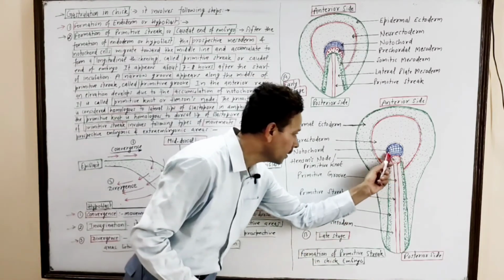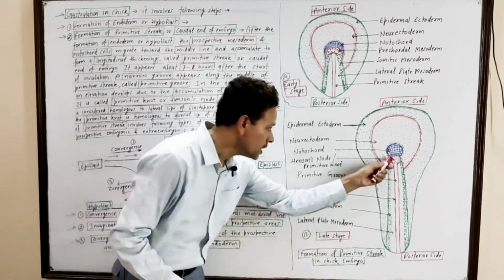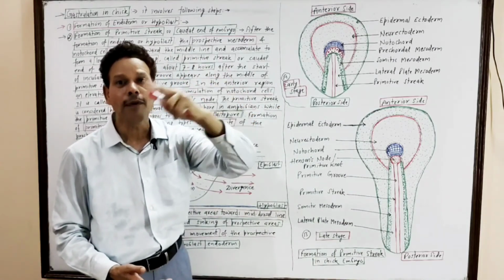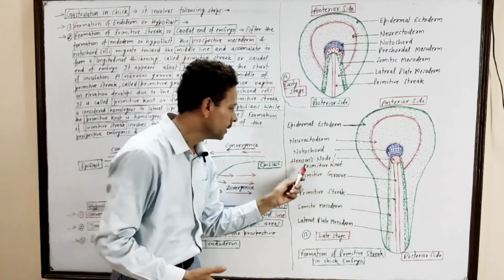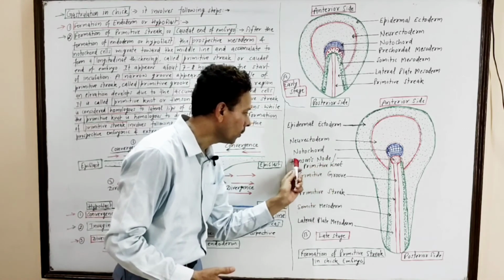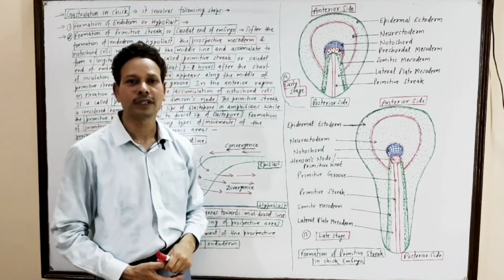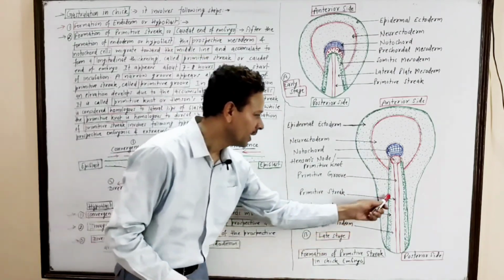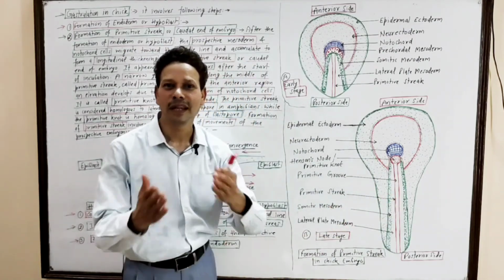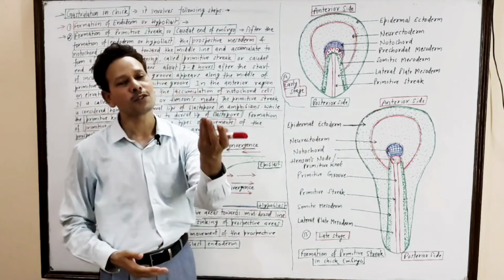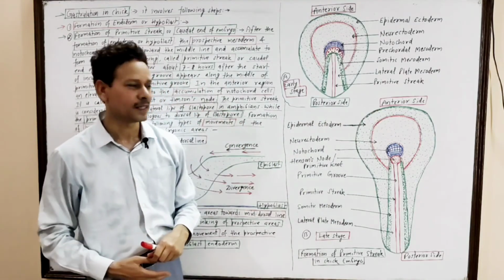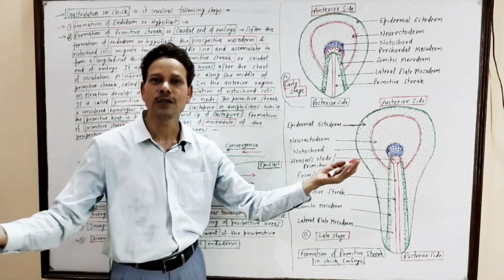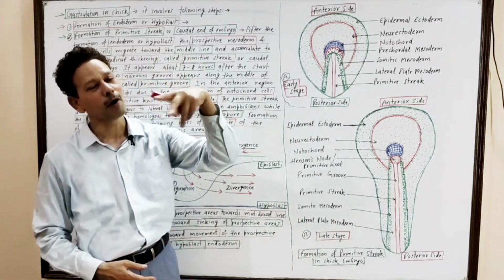In its anterior region, this primitive streak possesses a small elevation, and this knot is the primitive knot, or it is Hensen's knot. Dear students, this primitive streak is homologous to lateral lips of blastopore of amphibians, while this Hensen's knot is homologous to the dorsal lip of blastopore.